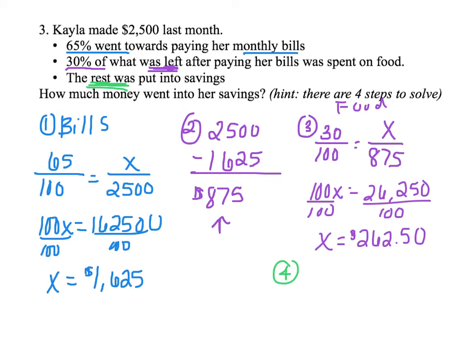So after the bills, she had $875. She spent $262.50 on food, so the rest that was left over is $612.50. Be sure again, before moving on, you make any corrections, but great job if you worked this one through correctly.